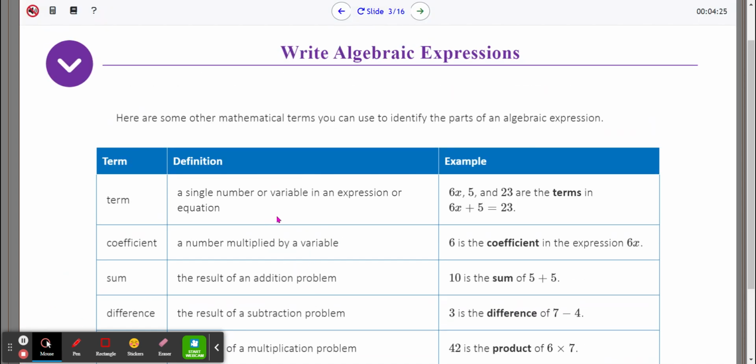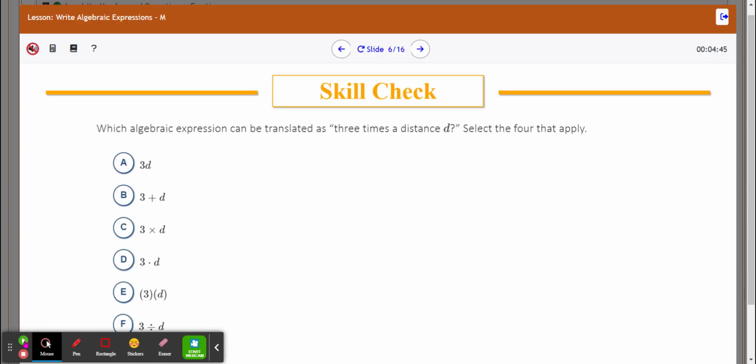All right. So you're going to have to study this vocabulary because what you're going to be doing is taking these words and turning them into math problems. So let's look at an example. It says, which algebraic expression can be translated as 3 times a distance d? Select the 4 that apply.